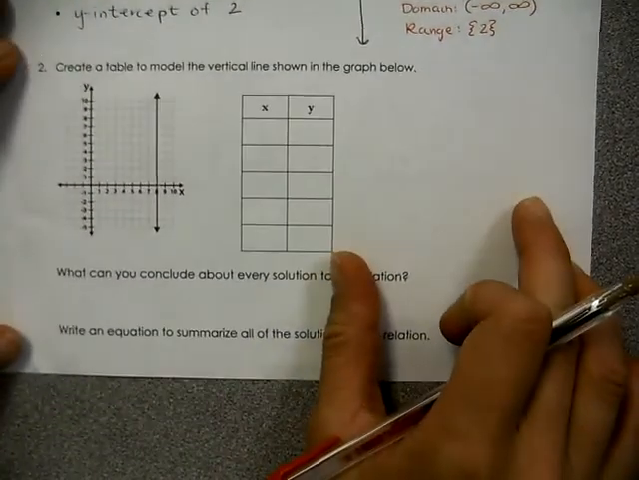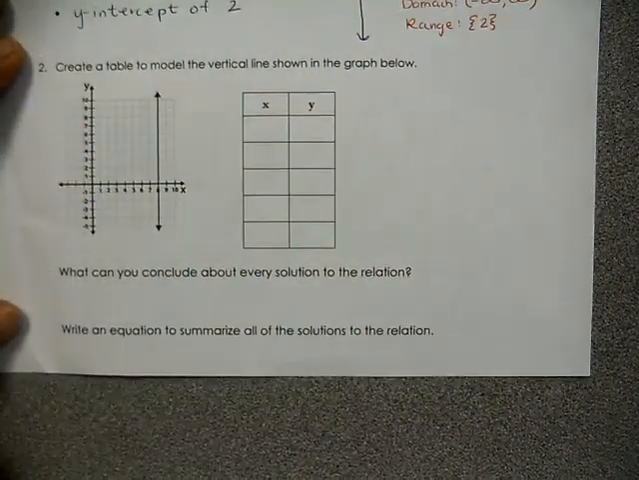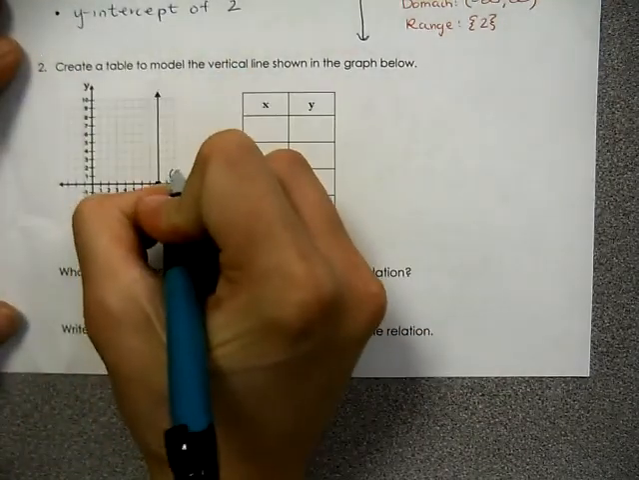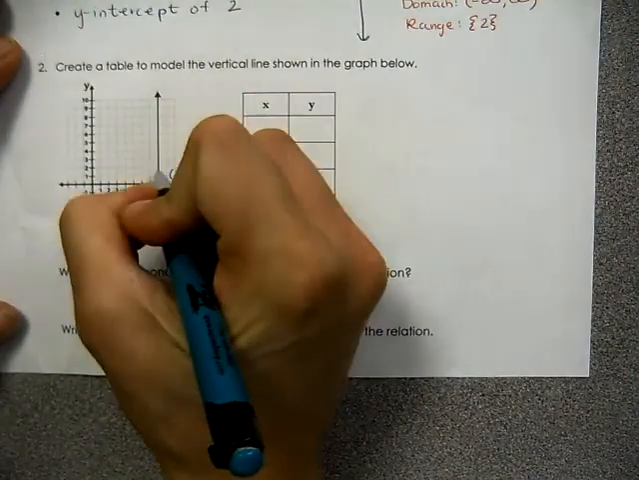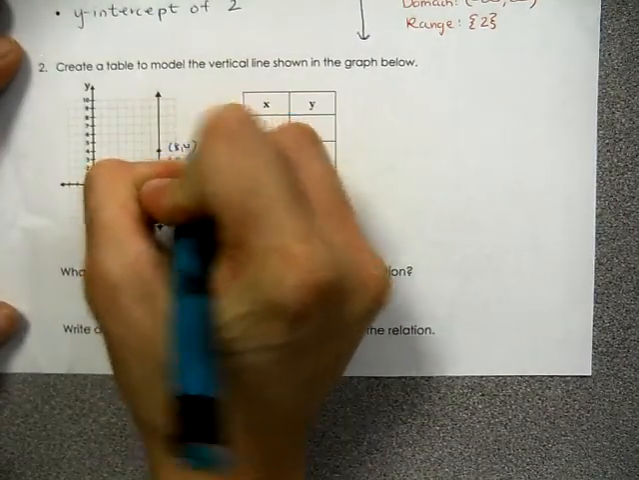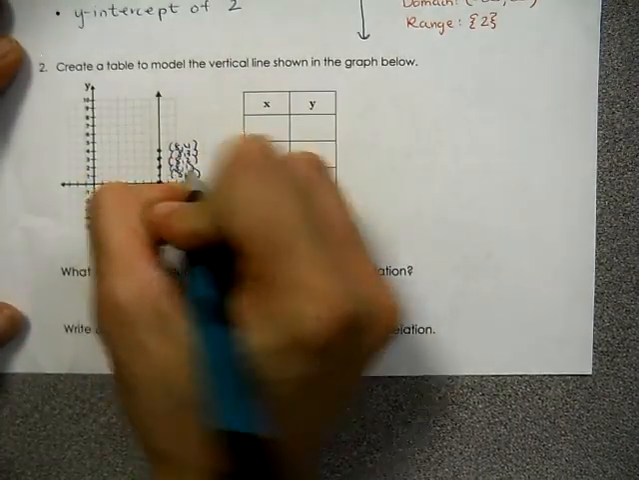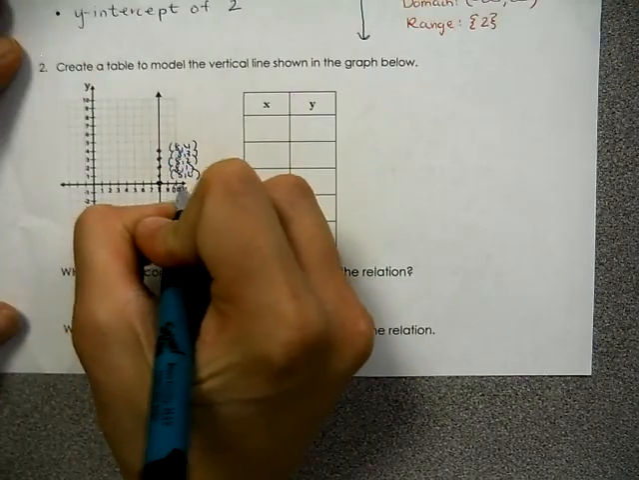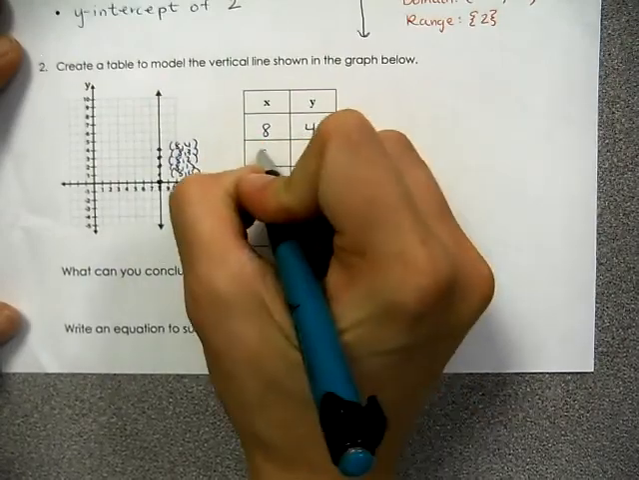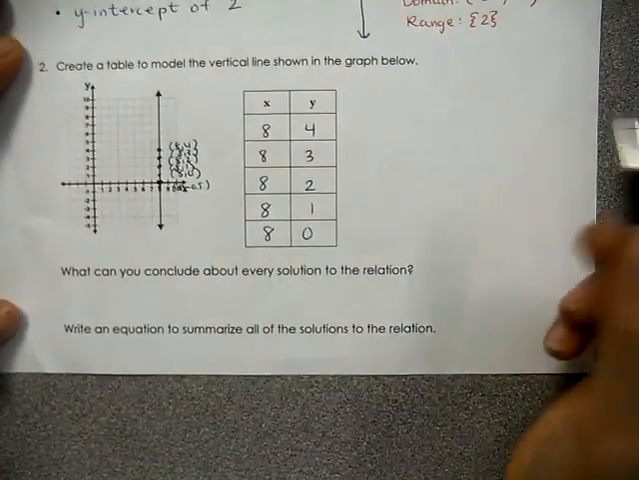All right, so then skipping down to number 2, it says create a table to model the vertical line shown in the graph. So here's my vertical line. If I'm making a table, I'm looking at this and I might see some points. So that's the point (8, 0), that's the x-intercept. We have the point (8, 2), (8, 4). There's points in the middle too, right? So (8, 3), (8, 1). I mean, there's decimals, so we could have (8, -0.5). But if I start listing these, (8, 4), (8, 3), (8, 2), (8, 1), (8, 0).